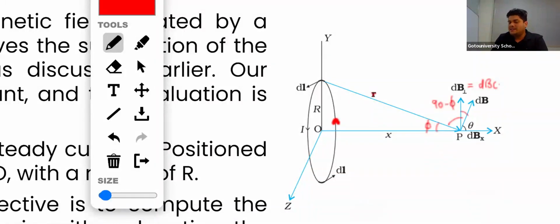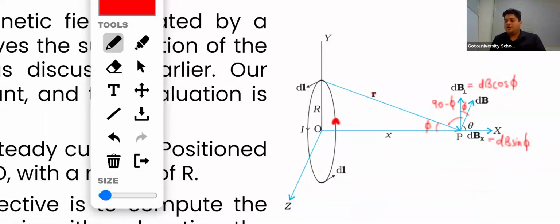So what will be this? This entire is 90 degrees, so 90 minus 90 minus phi, this will be phi. Wherever there is an angle phi, you will write dB cos phi, and when there is no angle, you will write dB sin phi. At distance x, magnetic field is produced. From here, it is R.